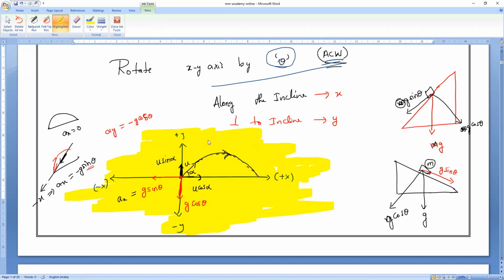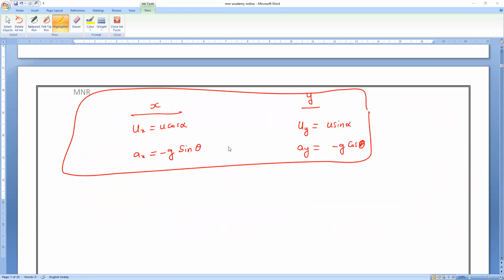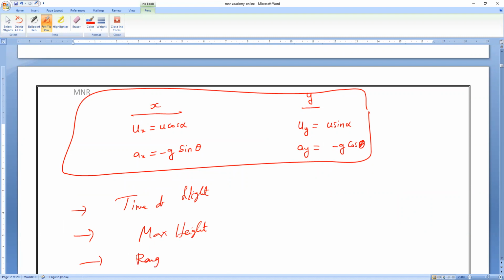Now, if you understand this, then we are going to derive the three formulas. Can you guess, Monish? Time of flight. Next one, maximum height. And in the same way, range. Shall we start now? Everybody? Yes, sir. If you are ready, then you can keep heading.